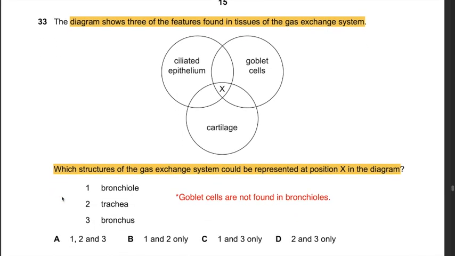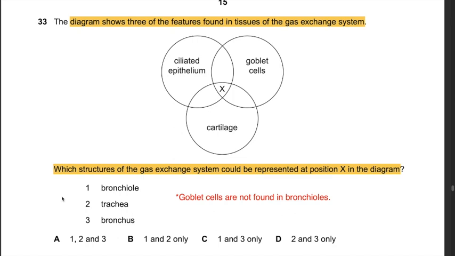Question 33. The diagram shows 3 of the features found in tissues of the gas exchange system. Which structures of the gas exchange system could be represented at position X in the diagram? 1 bronchiole, 2 trachea, 3 bronchus. Now X is at the center of all the 3 circles. That means X has all 3: ciliated epithelium, goblet cells and cartilage.